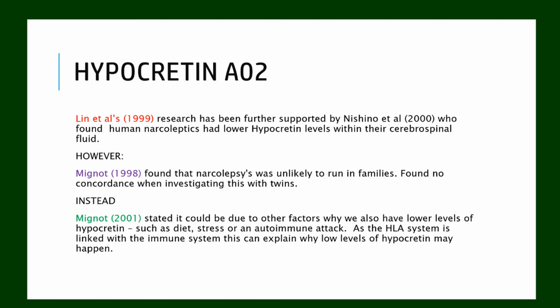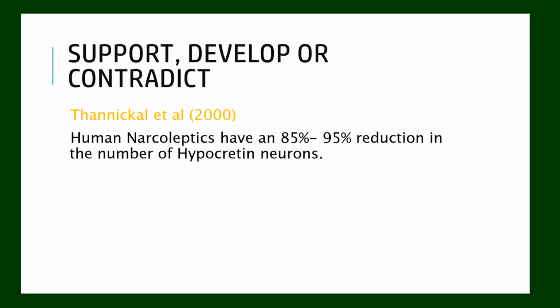Now we have Thannickal et al. in 2000, who found human narcoleptics have an 85 to 95% reduction in the number of hypocretin neurons. So what does this mean for the hypocretin explanation? This supports it further, because we've seen that narcoleptics have such low levels of hypocretin that they're almost undetectable. So for this particular explanation of this sleep disorder, it makes it more valid as a result, therefore adding credibility to the hypocretin explanation of the reason why individuals develop narcolepsy.